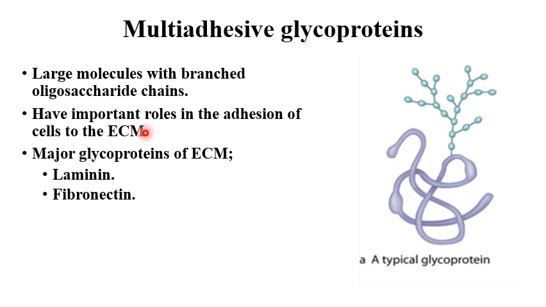The third component of the ground substance is the multiadhesive glycoproteins. From their name, they act as a glue where they glue structures together. The adhesive glycoproteins are very large molecules with branched oligosaccharide side chains. They provide specific molecular interaction in the matrix by binding cells, matrix molecules, or both. Laminin and fibronectin are the major glycoproteins of the matrix.